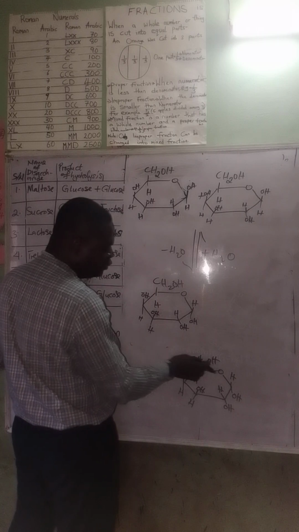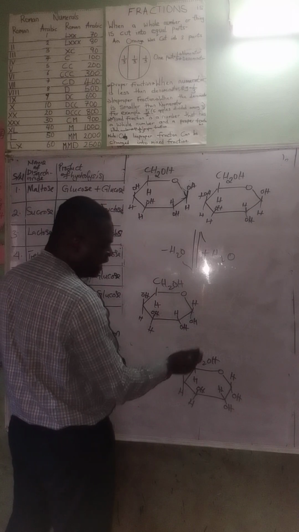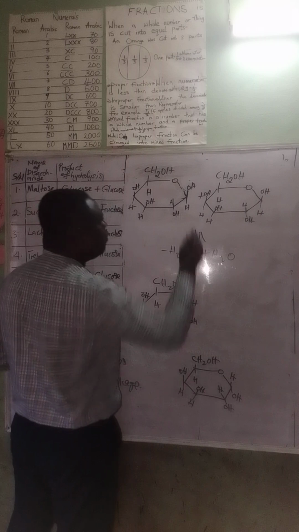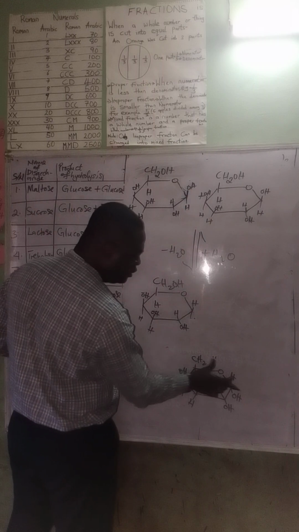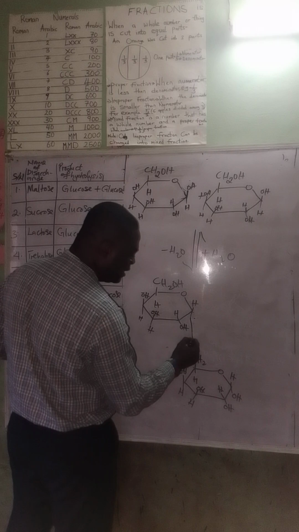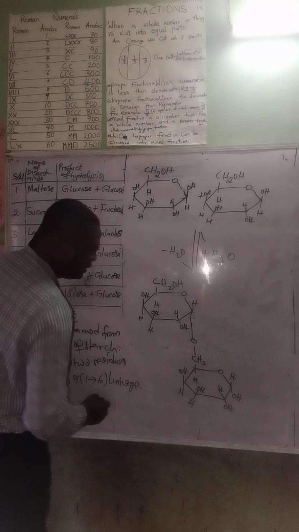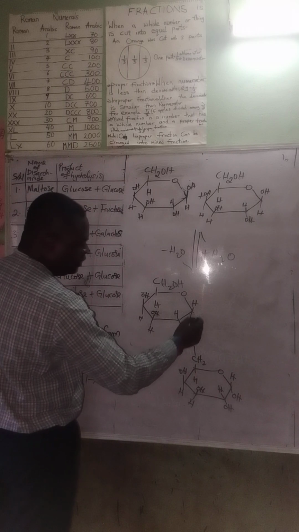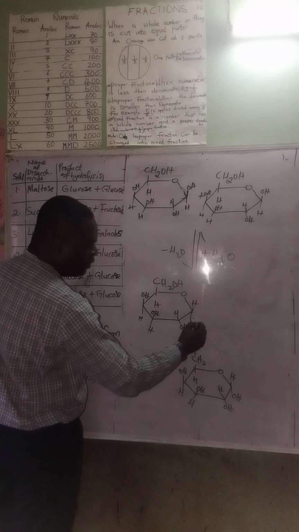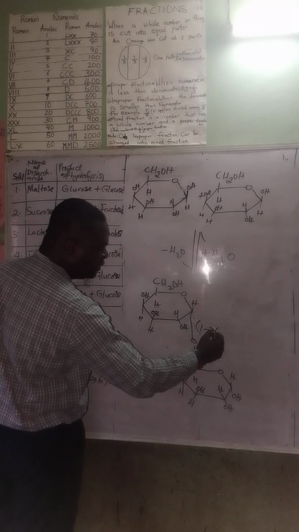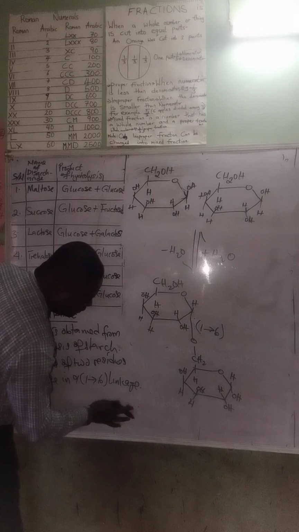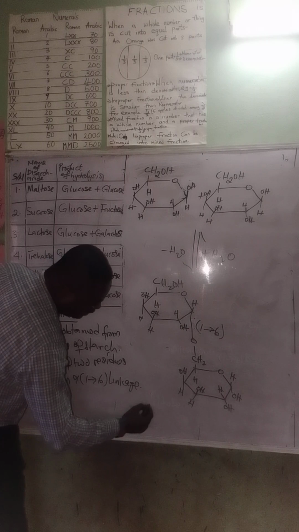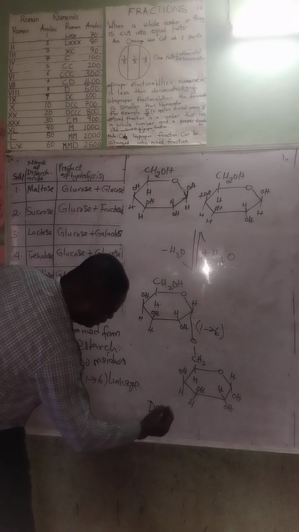So the linkage now is between carbon number 1 of this and 6 of this. So this OH will go. So I remove this OH, then in between them, I extend this and I have this. So what linkage is this? 1 to 6 linkage. So what I have here is what now? Dextrin.